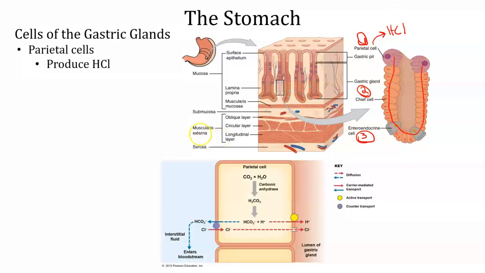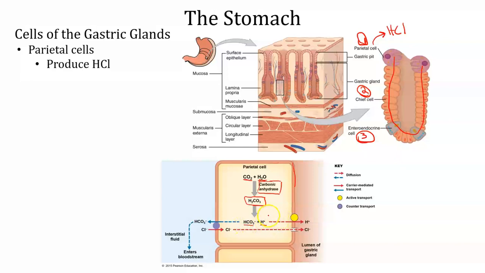And this is done by the following mechanism. What happens is the parietal cell, so here we have a parietal cell, will take carbon dioxide and water, and through an enzyme that we should know by now, we saw this in the respiratory system, carbonic anhydrase, it will create carbonic acid. Then from carbonic acid, it will dissociate into bicarbonate ion and hydrogen ion.